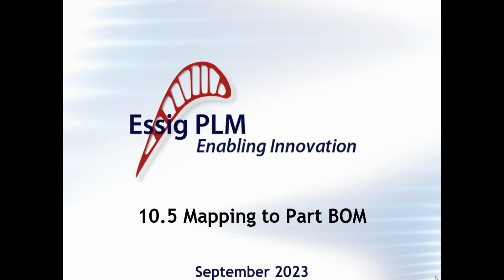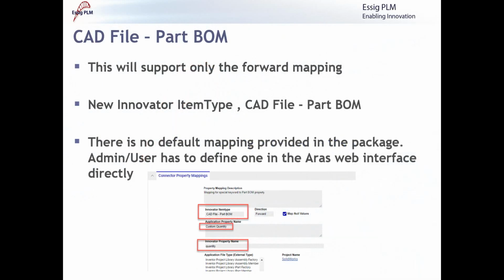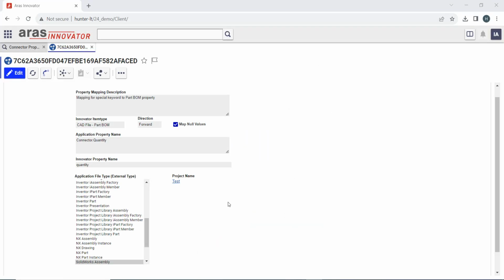In this video, I'm going to be going over a new enhancement to the 10.5 version of the connector, the ability to map to the part BOM item type. This new mapping will only be supported for forward mapping, and there will be a new Innovator item type titled CAD file to part BOM in the connector property mappings. This property mapping is not in the default project, so this will need to be defined through the Essig web interface. So now we'll go over a demonstration of this new mapping.